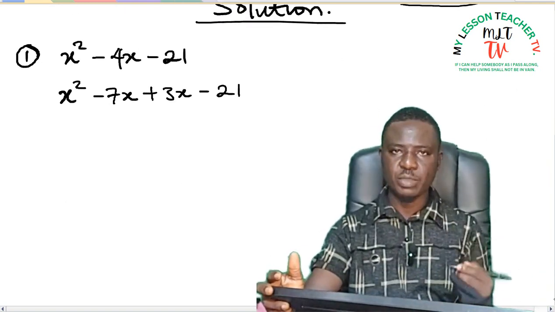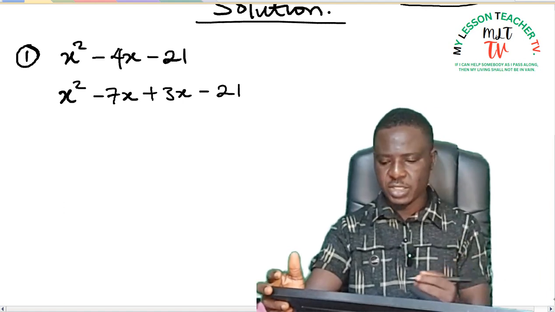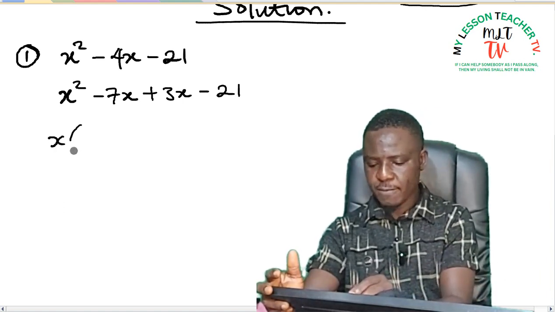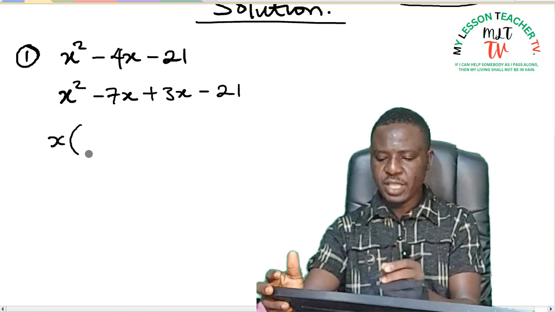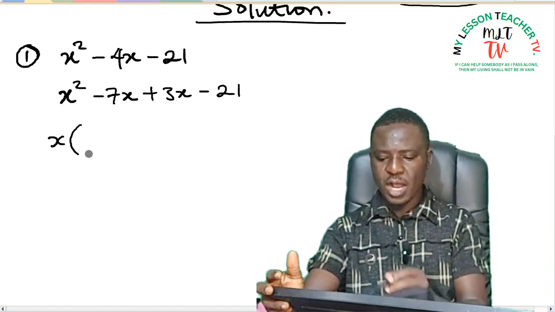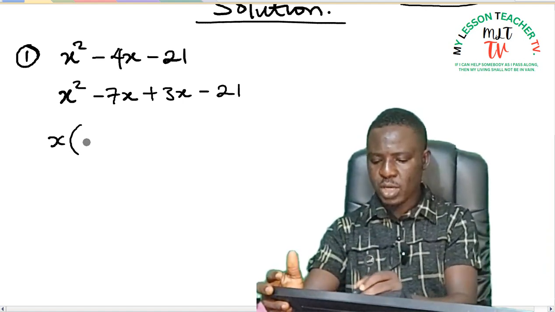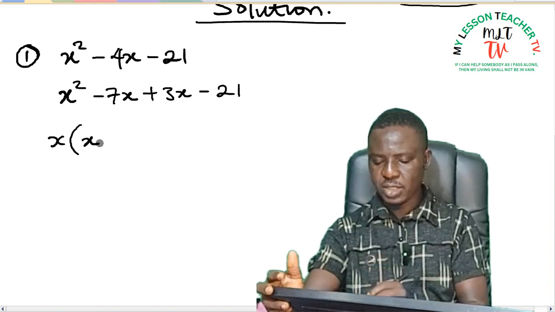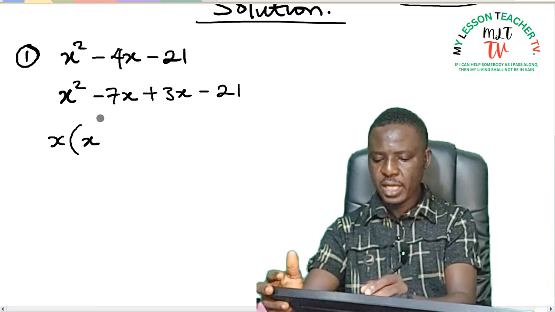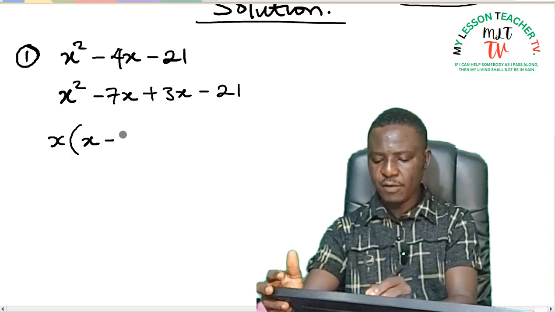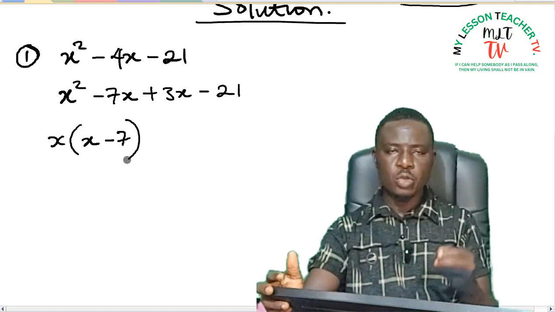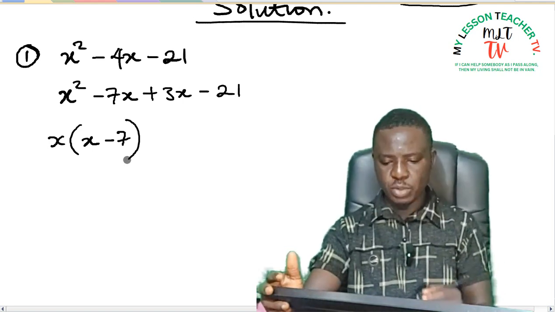Looking at the first two terms, what is common? X is common, so we factorize out x. Divide each of the terms by what is common, and what you have will be in the bracket. X squared divided by x is x, and when you divide minus 7x by x, you are left with minus 7. Do the same with the next two terms.